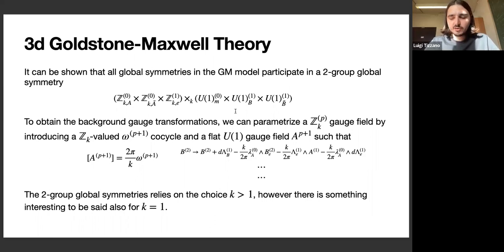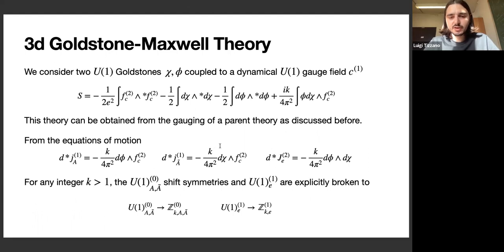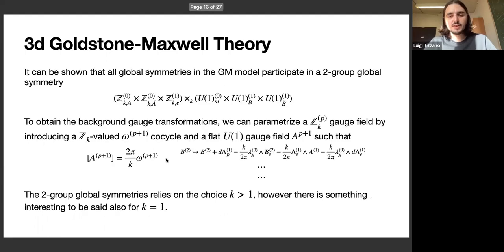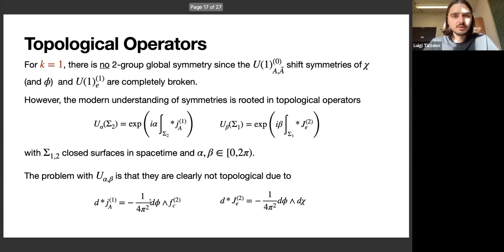But of course, all this discussion, as you could see from the previous set of equations, relied on the choice that we made, so that the integer k was greater than 1. And so automatically you will be led to think that when you set k equal to 1, there's nothing much to be said about this theory. And this is probably where the most interesting part comes in.